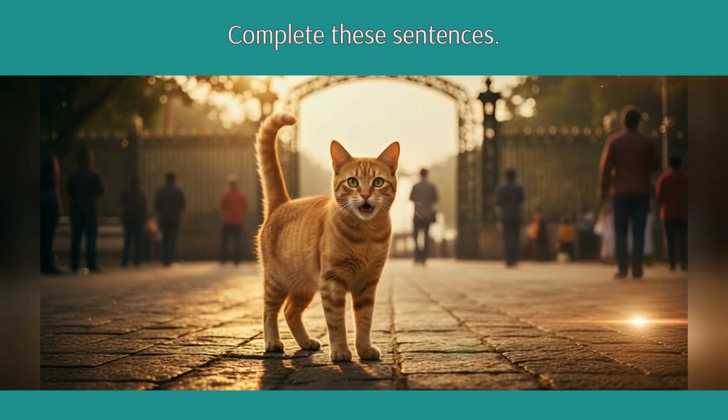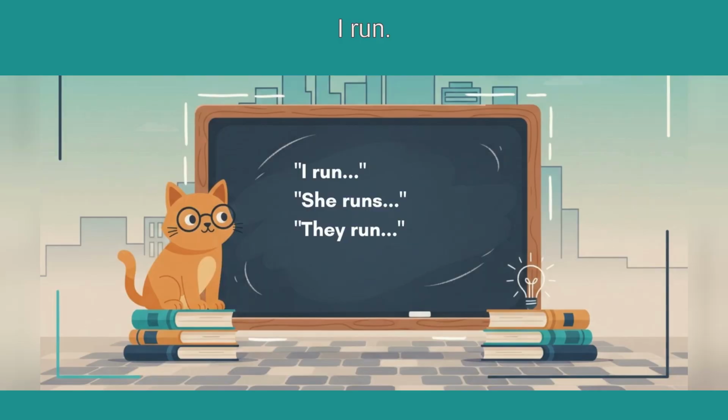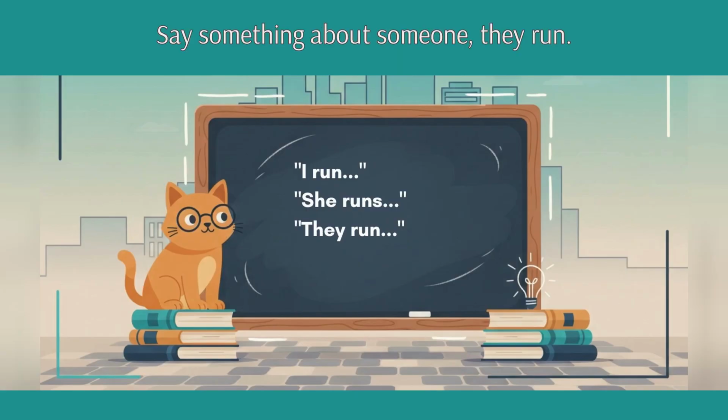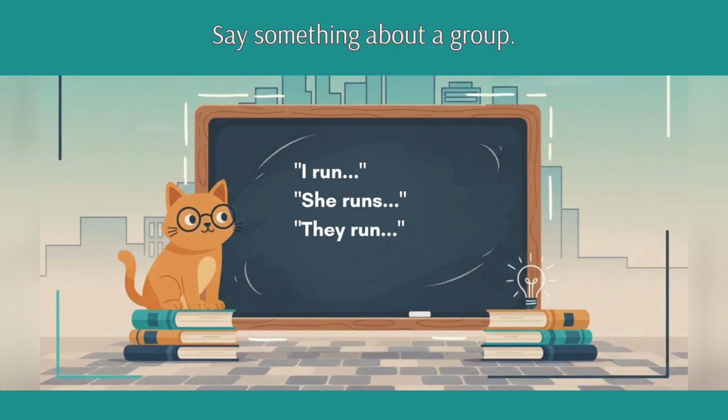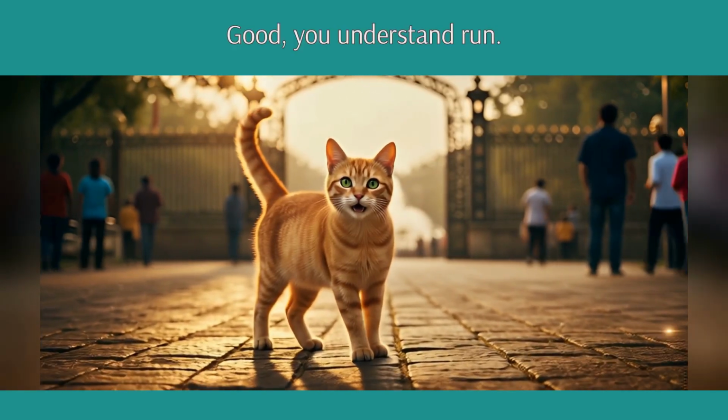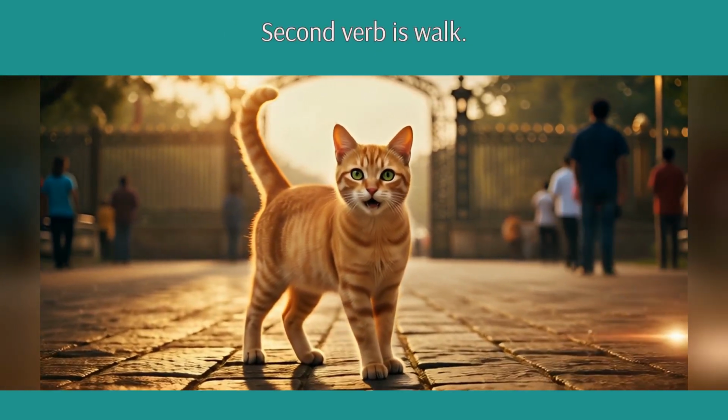Practice. Complete these sentences. I run. Say where or when you run. She runs. Say something about someone. They run. Say something about a group. Good. You understand run. Second verb is walk.